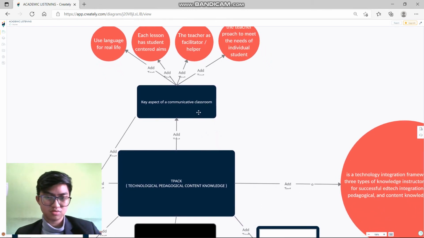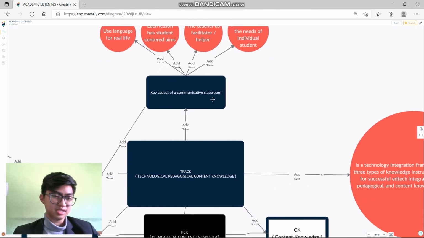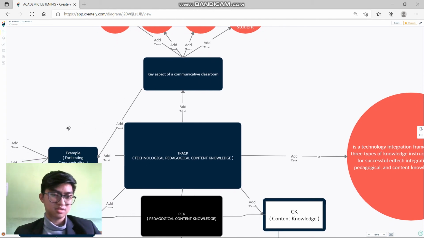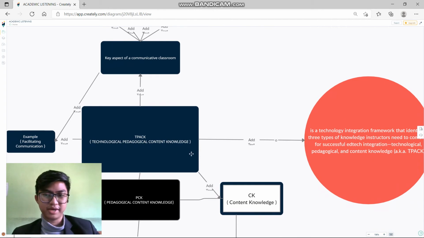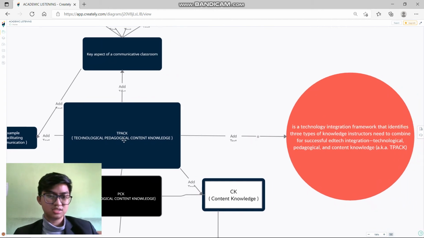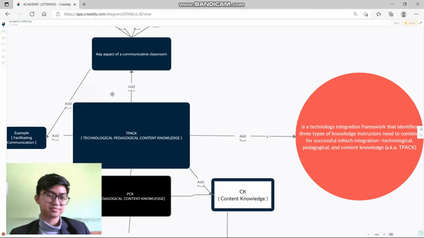Okay, next we go to examples of facilitating communication. That is the meaning of TPACK. Okay, TPACK is technological pedagogical content knowledge. This is a technology integration framework that identifies three types of knowledge instructors need to combine for successful EdTech integration: technological, pedagogical, and content knowledge, aka TPACK.